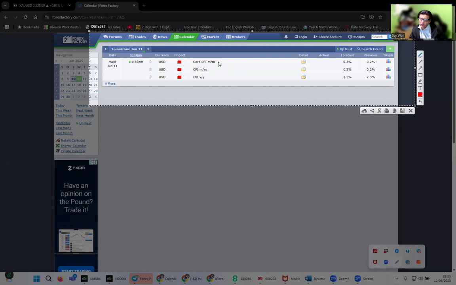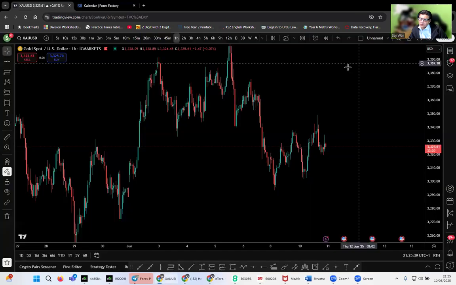We have Core CPI MM, CPI MM, and CPI YY. So we have these news today. They're very high impact. They may have a good impact on the movement of all the USD currencies in general, and particularly we're looking at gold. So let's see on the chart now what's going to happen.